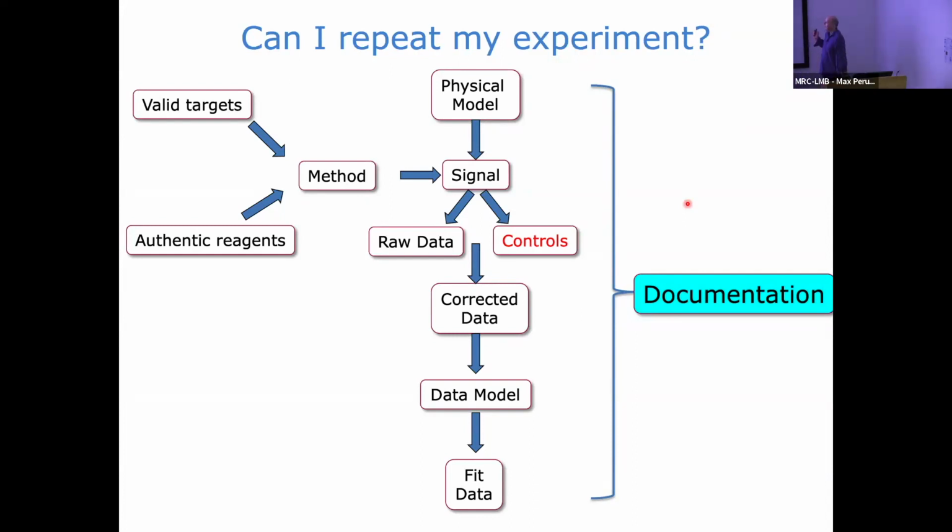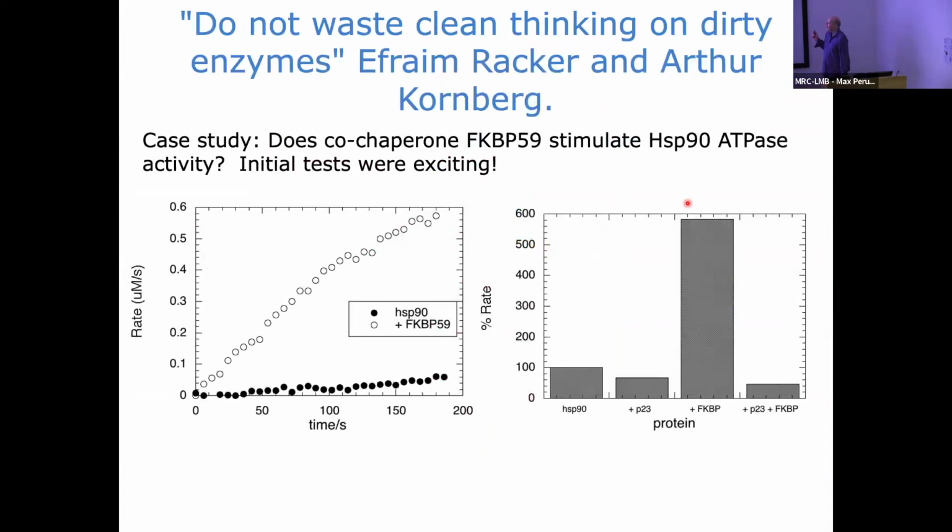So let's think about, are your reagents good? A classic quote: don't waste thinking time on dirty enzymes. Here's a case I did, which was initially very exciting, where I was working on the chaperone HSP90 and one of its cofactors called FKBP59. That seemed to really stimulate the ATPase activity of this human HSP90, which has a very, very low rate. And so that looked really, really exciting.